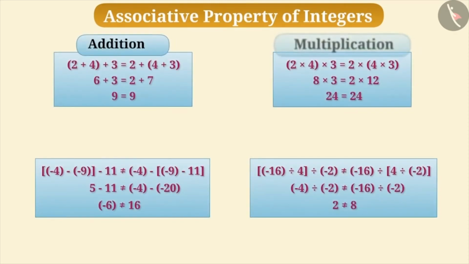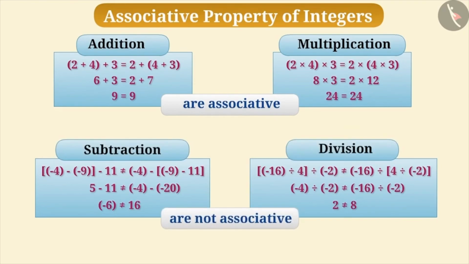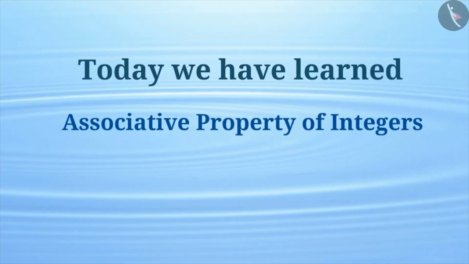Now you might have understood that integers are associative over addition and multiplication, but not for subtraction and division. Today we have learned associative property of integers. In the next video, we will understand it in a better way with some examples.